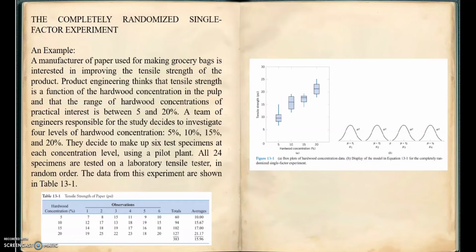The product engineering thinks that tensile strength is a function of the hardwood concentration in the pulp, and that the range of hardwood concentration of practical interest is between 5 and 20%.